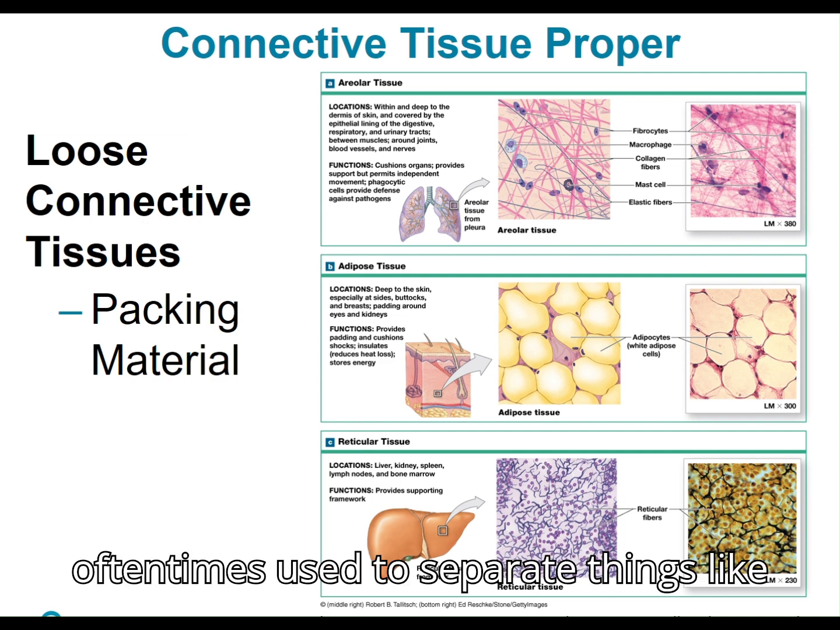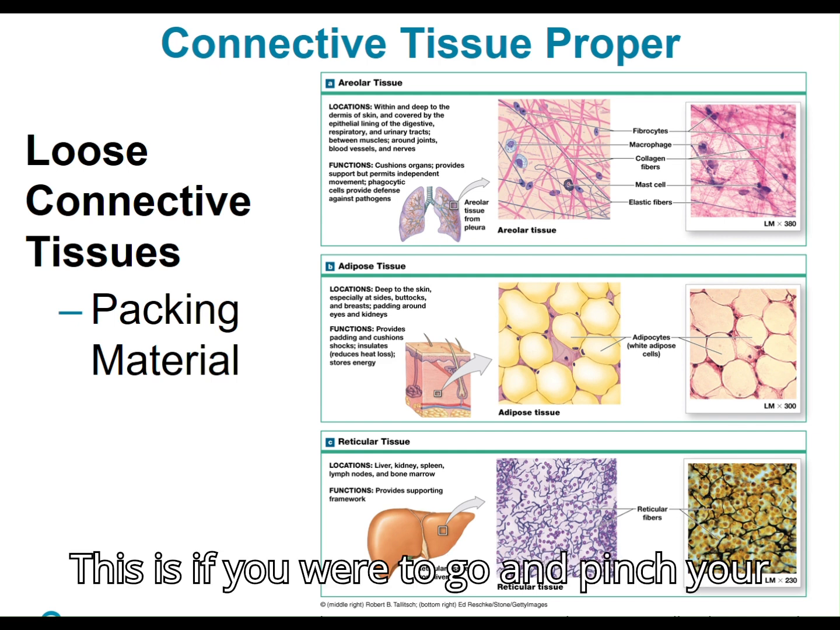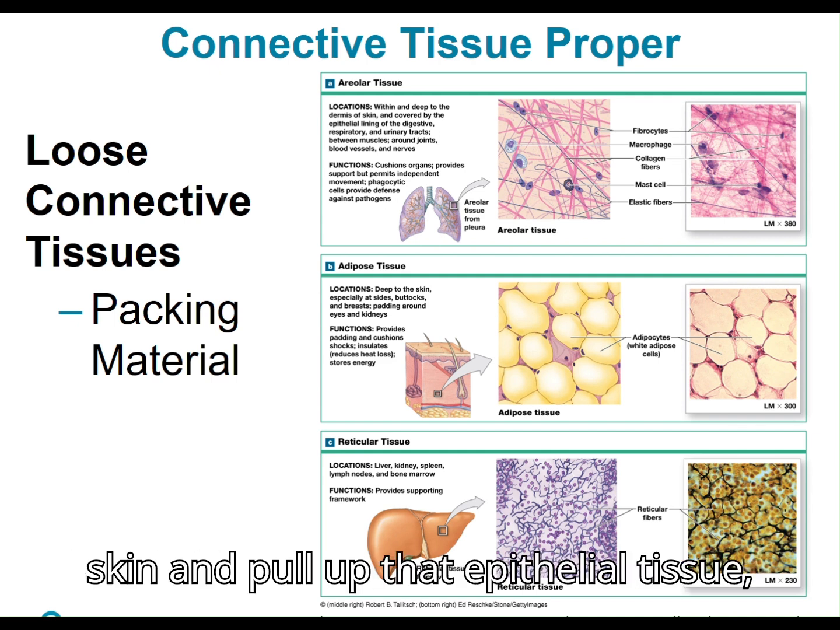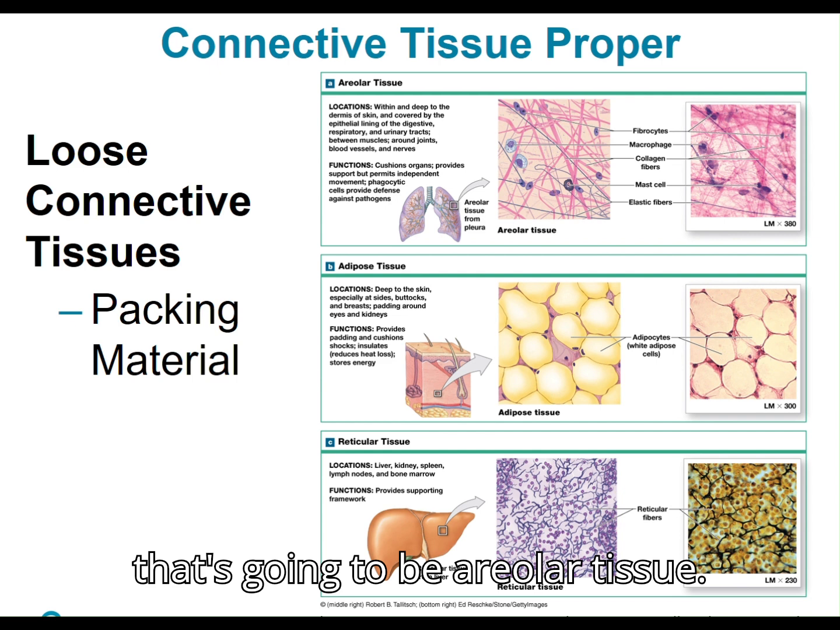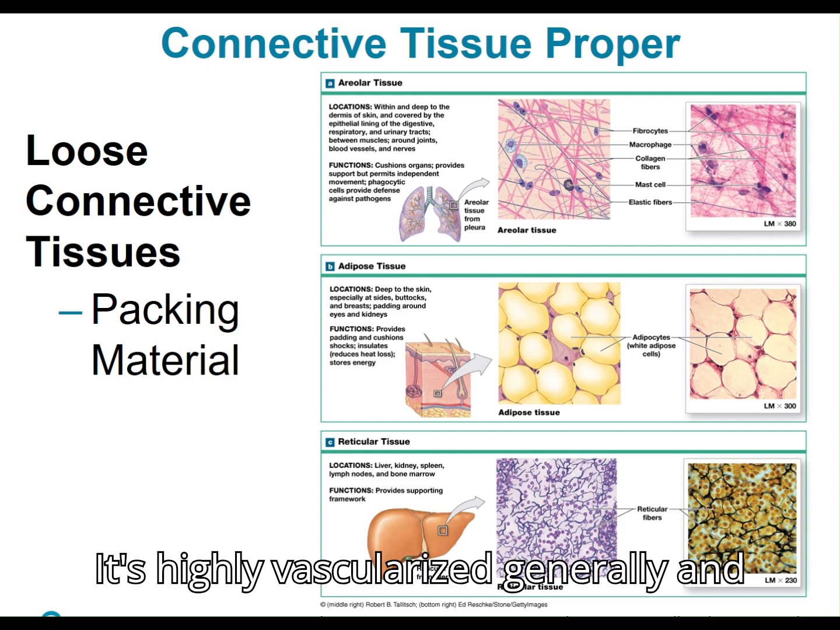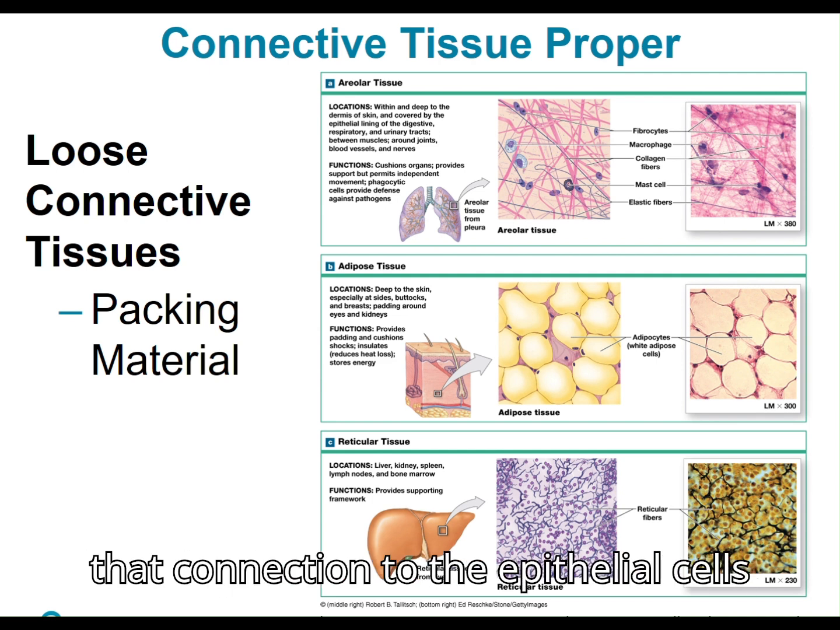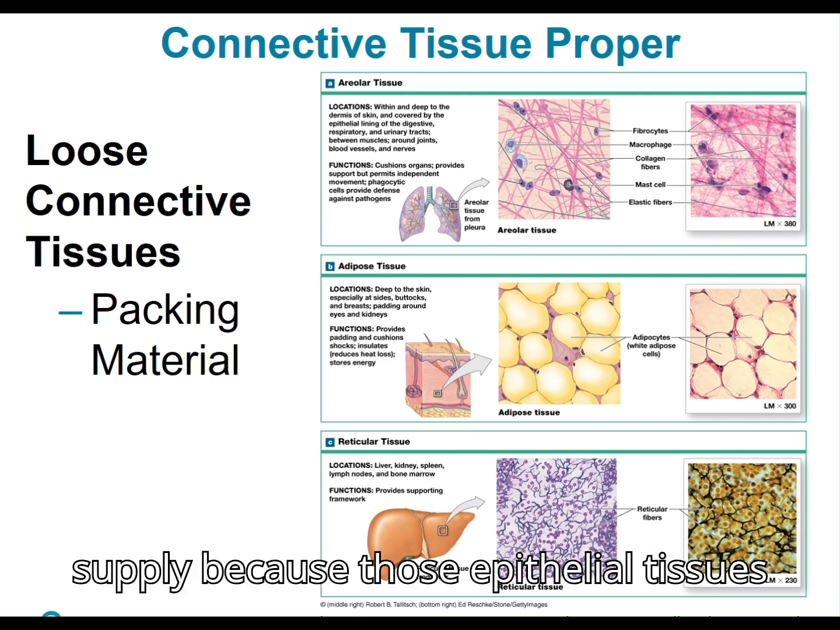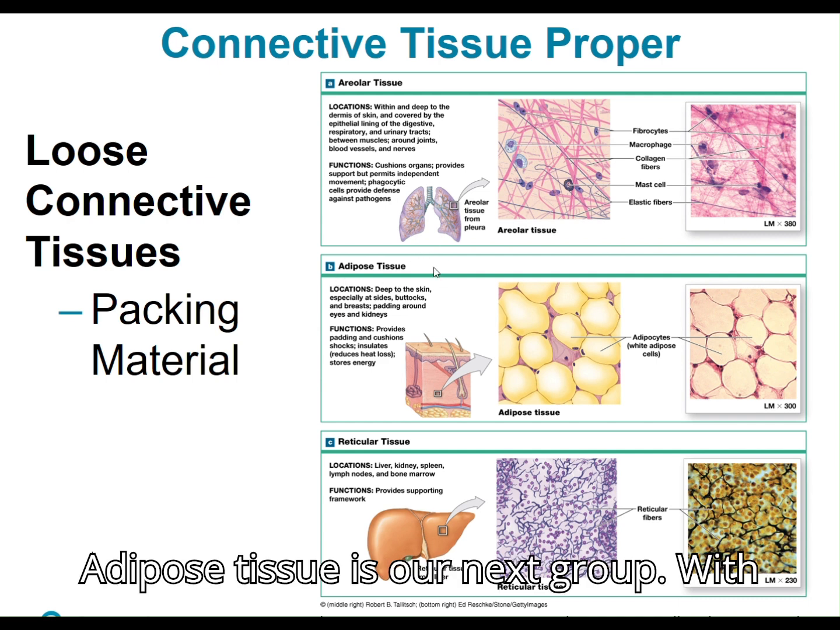And it's most oftentimes used to separate things, like separating the skin from the muscle. This is if you were to go and pinch your skin and pull up that epithelial tissue, the part underneath it that's not epithelial tissue that comes up with it, that's going to be areolar tissue. It's highly vascularized generally, and it's going to have its own blood supply going to it, and oftentimes is used as that connection to the epithelial cells that don't actually have their own blood supply, because those epithelial tissues are avascular.